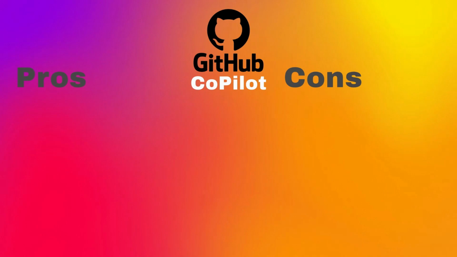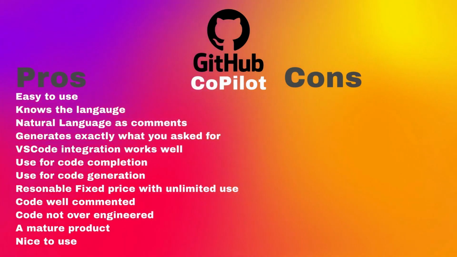So what are the pros and cons of GitHub CoPilot and OpenAI's Davinci? Let's start with CoPilot first and the pros. I found CoPilot easy to use.